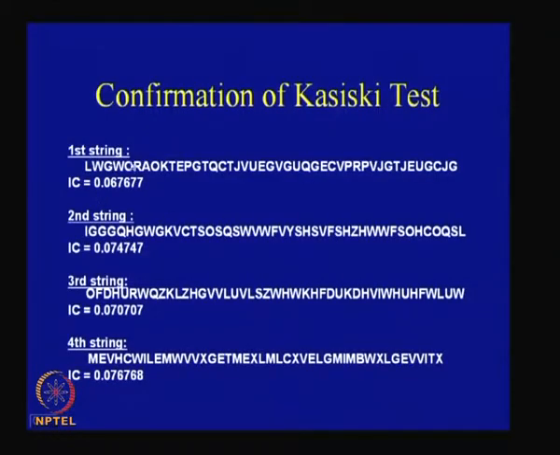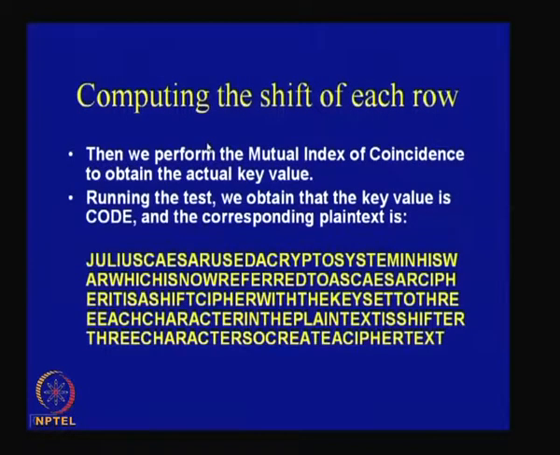We will confirm this. So we again break it into 4 rows in this case. The first string is this, the second string is this, the third string is this, and the fourth string is this. We obtain quite high values, more than 0.06, and therefore the size of the key is confirmed. Then we need to compute the shift of each row, so we perform the mutual index of coincidence to obtain the actual key value.